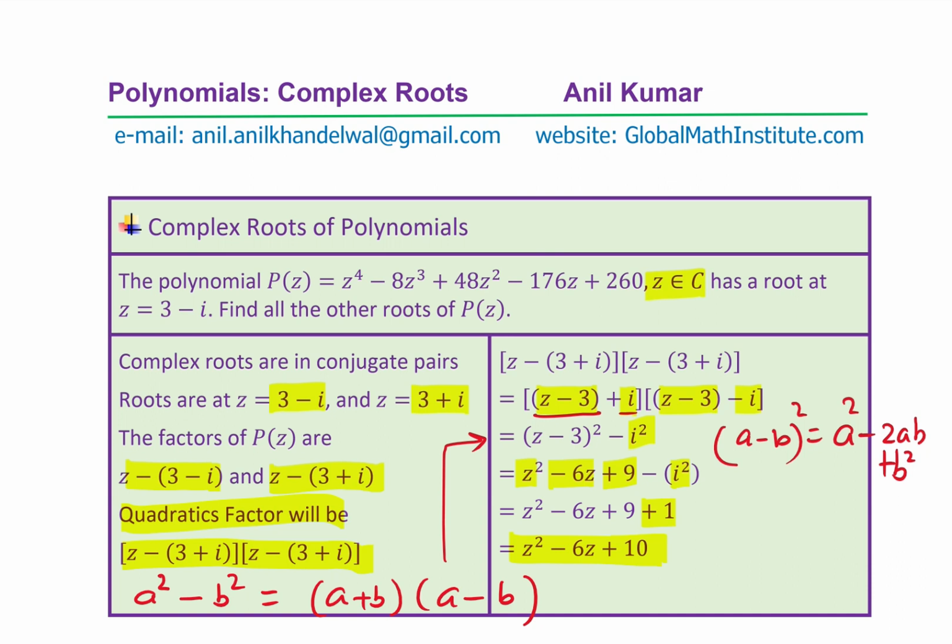Is this clear to you? Have a good look at it. Try to understand how we found the quadratic factor using the two roots, these two complex roots at 3 minus i and 3 plus i, correct?